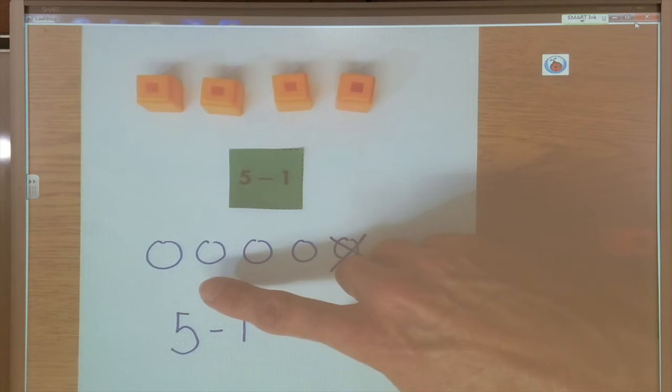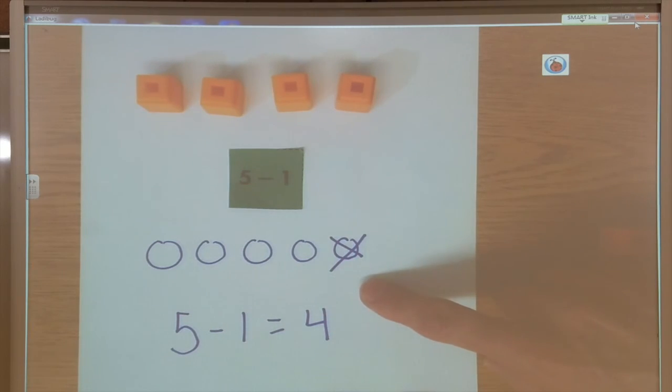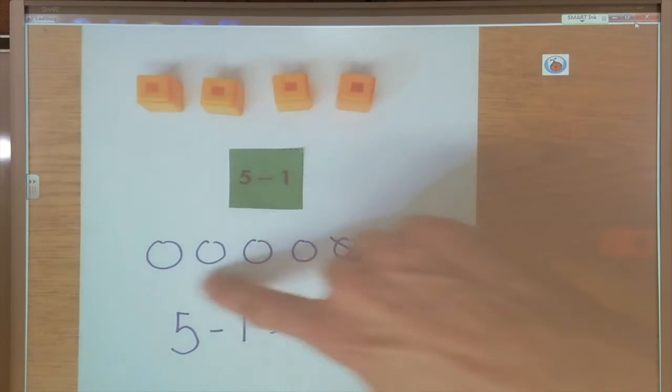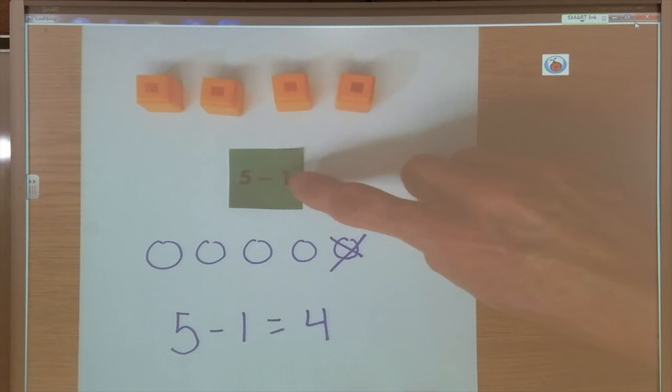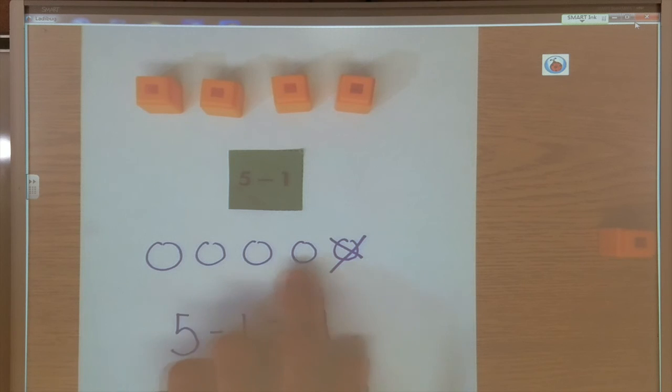When they have a little bit stronger sense of that, and they can begin to represent it pictorially, they draw how many they have. That's what they build, right? This minus 1 is giving instruction as to how you're going to change what you had. In this case, I'm going to X 1 off, and then I'm going to count 1, 2, 3, 4 to tell me how many are left.